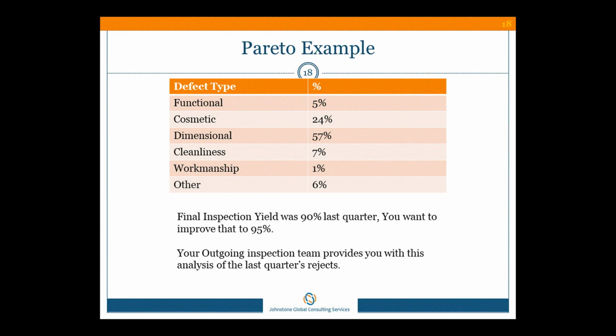You are responsible for the quality of an assembly. The final inspection yield was 90% last quarter, but your boss wants you to improve that to 95%. Your outgoing inspection team provides you with this analysis of the last quarter's rejects. Here's a table of data on defects on the assembly. Just a bunch of numbers. Let's make it visual.